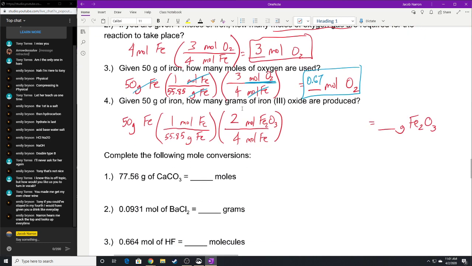Then think about what we'd have if we stopped right here. We started with grams of iron, canceled it, and we had moles of iron. Then we said, no, I don't want moles of iron, so we canceled it. But if we were to stop right here, we would have moles of iron oxide. But I don't want moles, I want grams. To get grams of iron oxide, we've got to do one more conversion, where we put mole on the bottom.